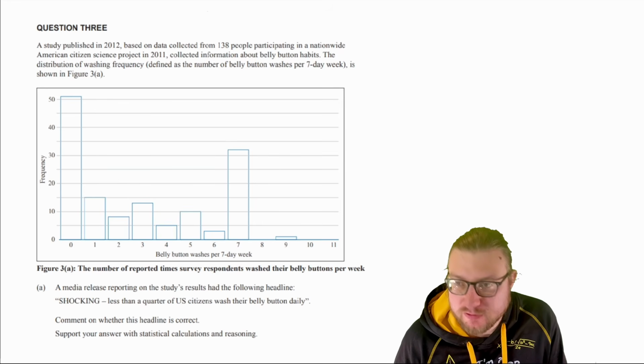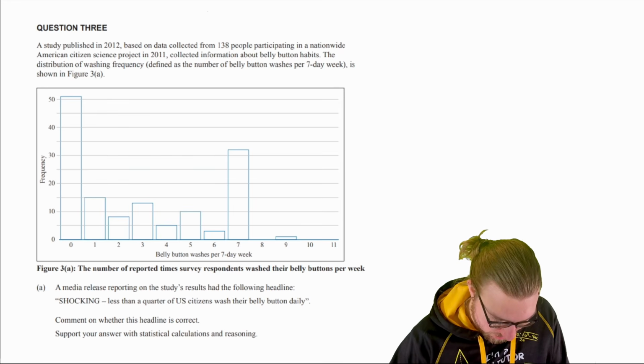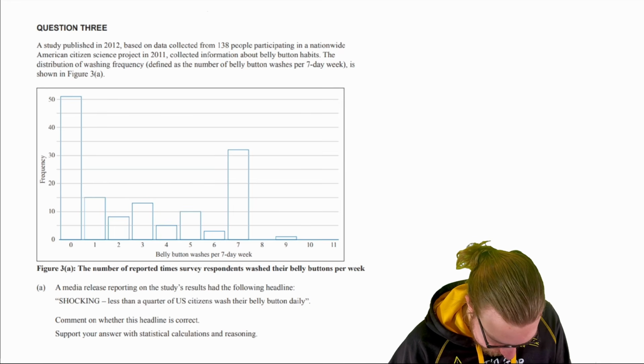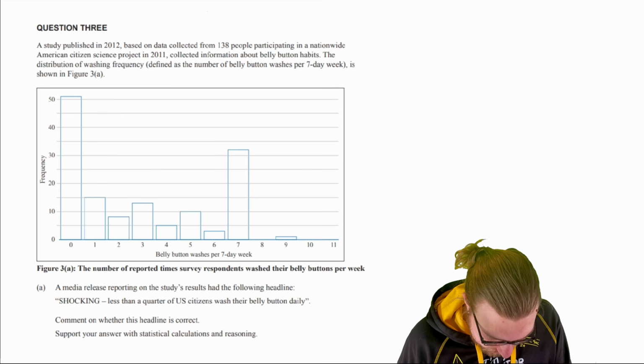So we can see how often people wash their belly buttons in a 1 week period. And we have a frequency table here, or a graph here. Part A is asking: the media releases reporting on the study's results had the following headline. Shocking news. Less than a quarter of US citizens wash their belly button daily. Comment on whether this headline is correct.